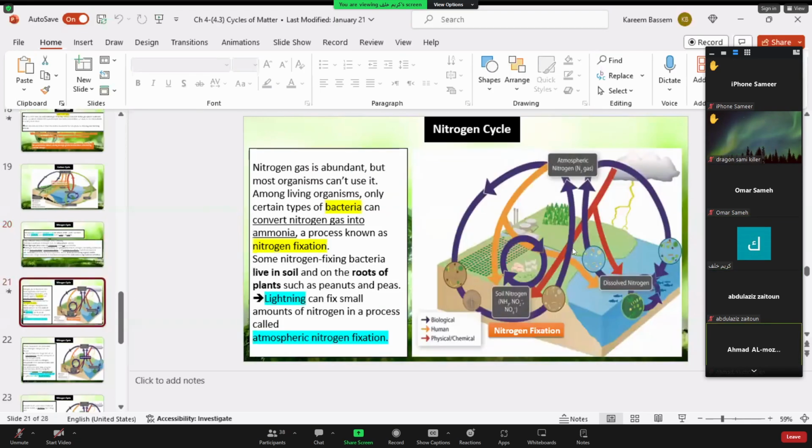The process that happens in order to get these forms of nitrogen that organisms can use is called nitrogen fixation. So simply, nitrogen fixation is a process in which bacteria convert nitrogen gas into ammonia. And this ammonia is the form that plants can actually use.